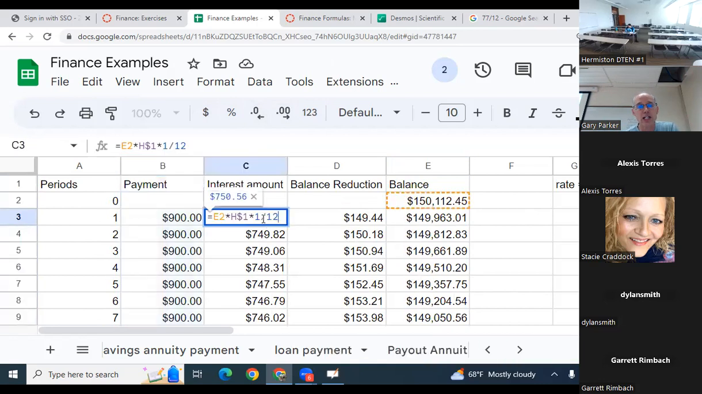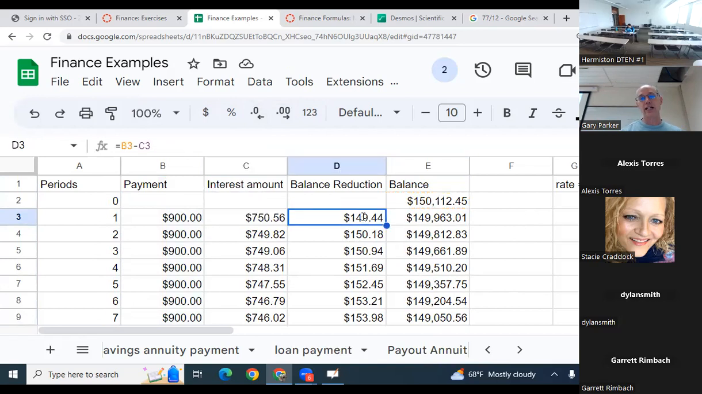All I did for this calculation, I didn't use any fancy formulas here, right? I just did a multiplication there. I did a subtraction there, and I did a subtraction there. That's it. I just had to know how to organize the table.